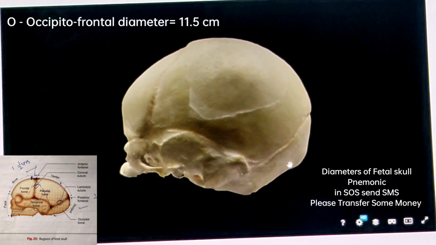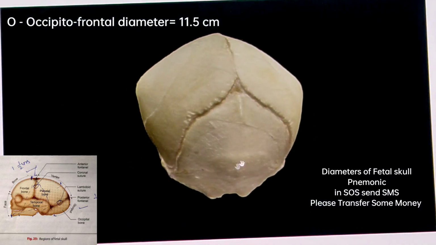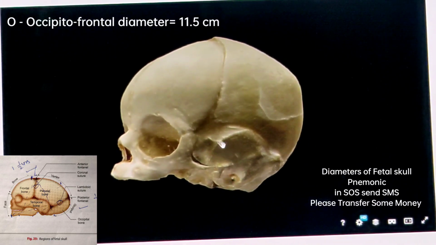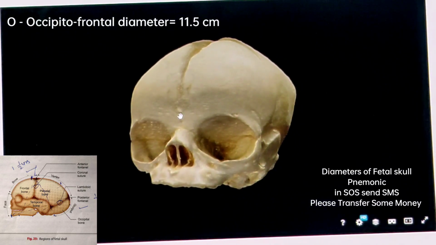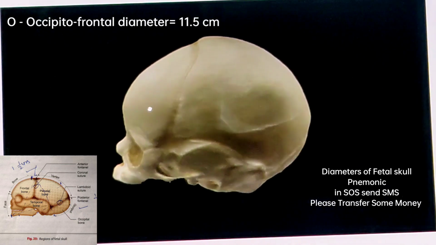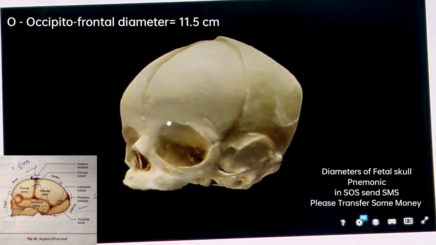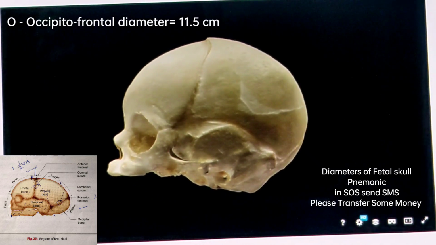Now for the O, occipitofrontal. This is the occipital prominence, from this point to this point, which is the glabella. From occipital prominence to the glabella is called the occipitofrontal, which is 11.5 centimeter. Sorry, 11.5 centimeter.